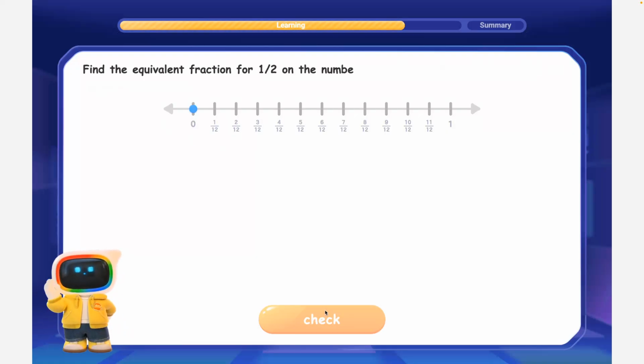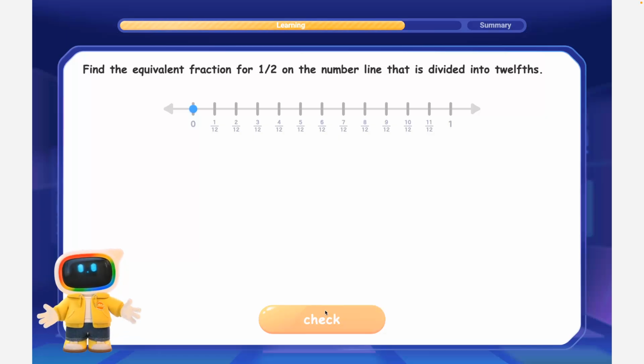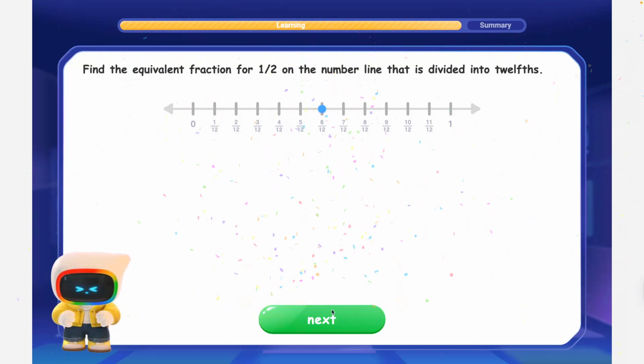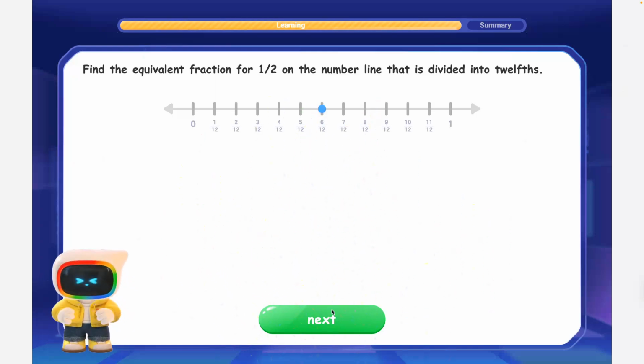Find the equivalent fraction for 1/2 on the number line that is divided into twelfths. Outstanding! You correctly found that 1/4 equals 6/12. You were able to identify where 1/2 would be located even with few labels.